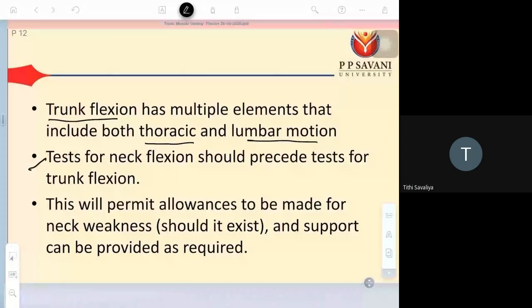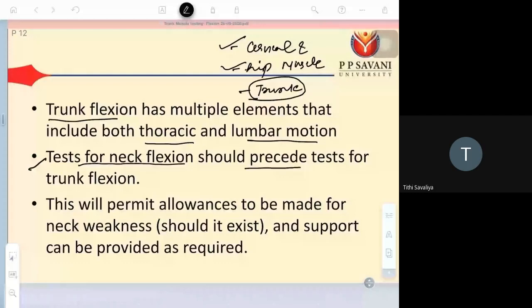We have to first evaluate cervical and hip muscle testing before evaluating trunk muscle. If you remember, we discussed this yesterday. If you want to check the trunk muscle test, first you have to check the cervical muscle power and hip muscle testing. Clear? So the test for neck flexion should precede the test for trunk flexion. Yes, of course, hip will also come. So neck and hip muscle power should be checked first before evaluating trunk flexion.